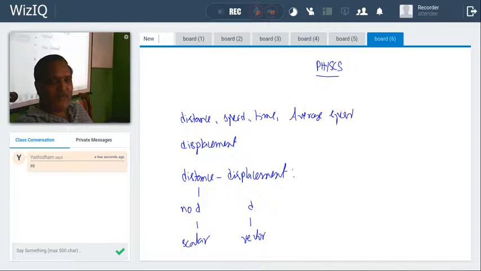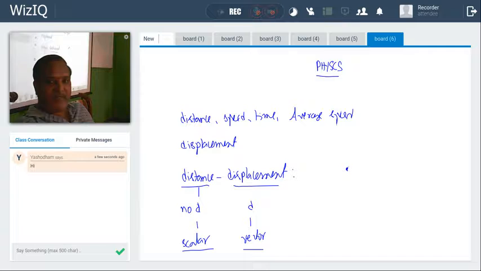You can write two differences or one difference. Usually it will be asked as a 1 mark question. So what distinguishes between distance and displacement? Distance is a scalar quantity, displacement is a vector quantity. This is the usual definition or difference between distance and displacement.